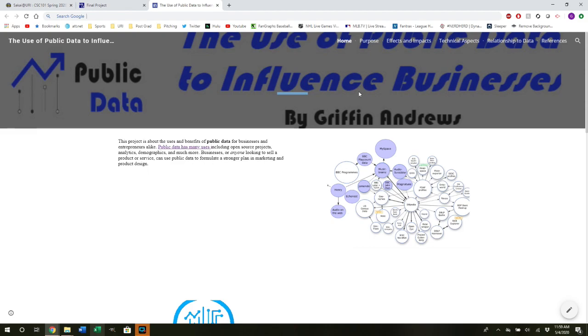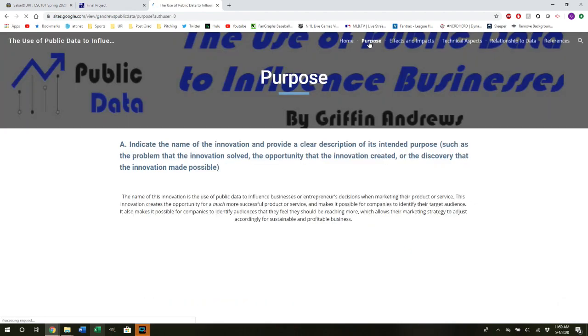Moving along the website here, I've got a bunch of tabs up here. We'll get through all of them. And the search bar, first we'll go to purpose. Prompt A here is to indicate the name of the innovation and provide a clear description of its intended purpose, such as the problem that the innovation solved, the opportunity that the innovation created, or the discovery that the innovation made possible. The use of public data to influence business and marketing is what my topic was.